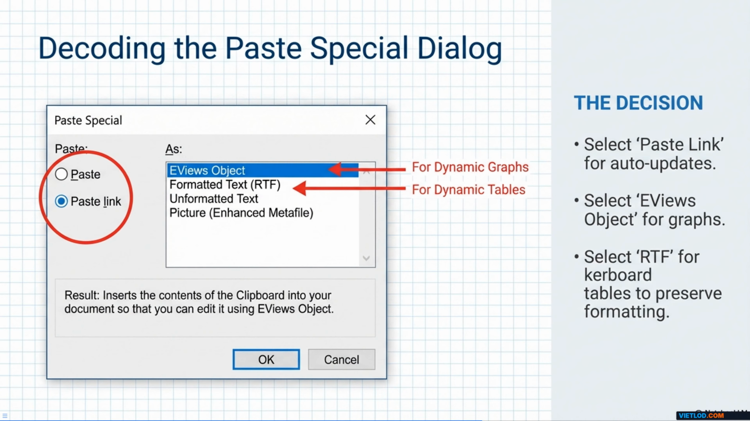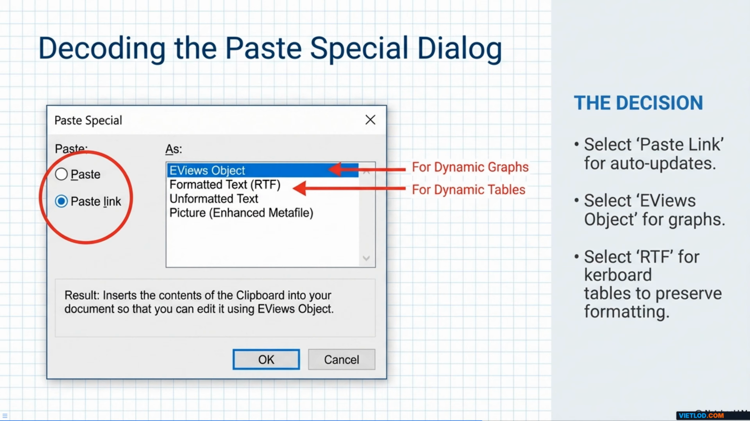In the Paste Special dialog, you have two main choices on the left, Paste and Paste Link. Selecting Paste Link is the key to creating a dynamic, auto-updating object, as it maintains a live connection to your source EViews workfile. On the right, you choose the format. For graphs, select EViews Object. This is crucial for dynamic graphs, preserving their editability and ensuring the highest quality.